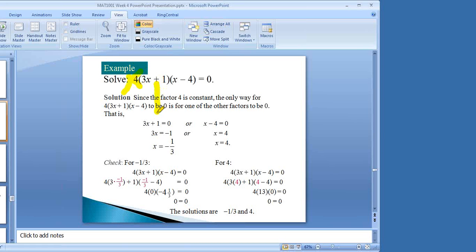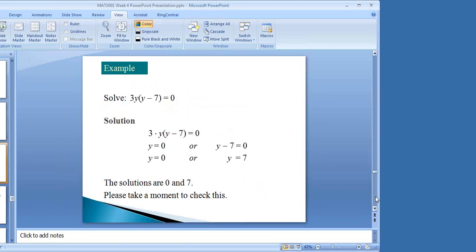But we will set each of the other factors equal to 0 and solve, and that's all there is to it. And then just check and make sure you got it. Same here, like this is an example I'm talking about. Set 3y equal to 0 and then y minus 7 equals 0, and you get your two solutions.